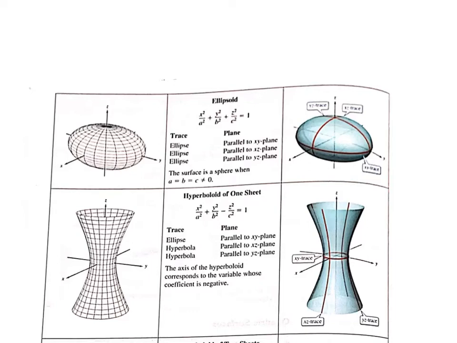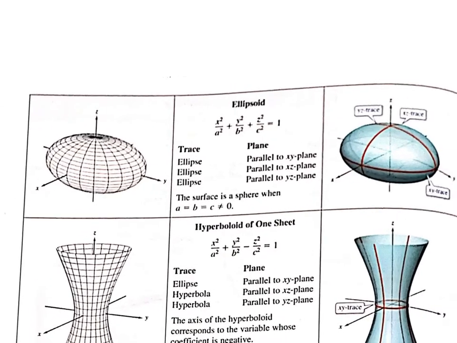So if you remember in the last video, I mentioned that there were 6 different basic types of quadric surfaces. And so your textbook has this nice table that we're going to go through and see these 6 different types of surfaces. So the first is an ellipsoid right here.